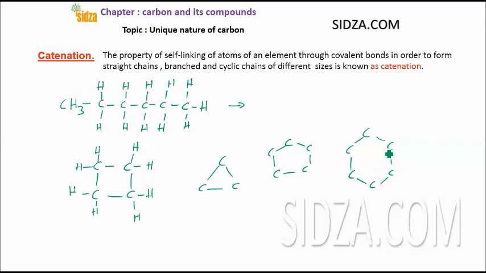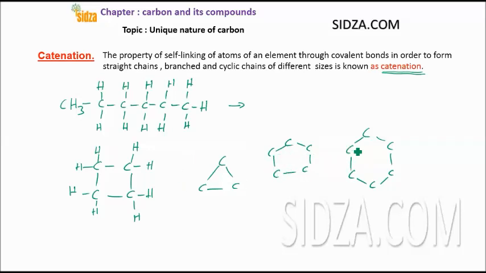You can have more than 6 also. So you can have open chain structures, you can have cyclic structures. It is due to the catenation, right? It is due to the catenation property of the carbon that we have open chain and cyclic structures. In a cyclic structure, you can have only single bonds.